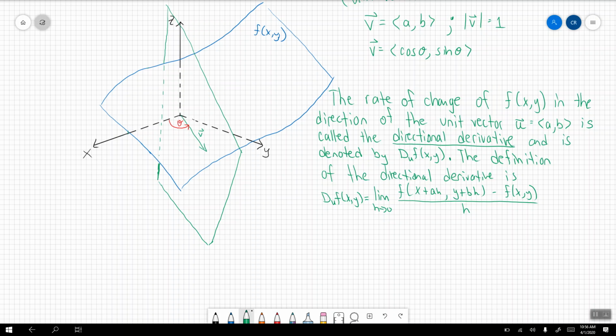Limit-wise, what that looks like using that notation for the directional derivative is the limit as h is approaching 0 for the function where x and y are allowed to change in the direction of a and b along with this given increment that we're looking at for h. Using this definition, we'll be able to get this directional derivative.